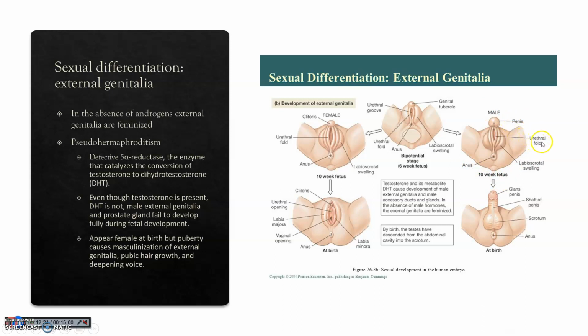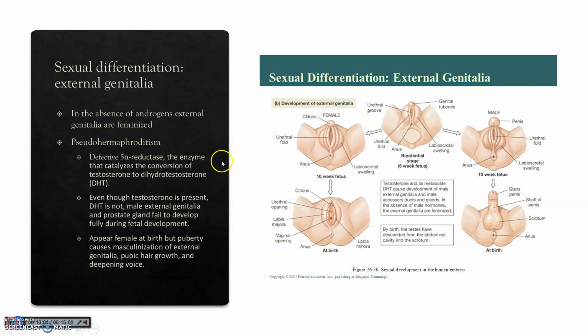So the urethral folds begin to close, to form the penis. The labioscrotal swellings become the scrotum. This happens at about 10 weeks, just like when the SRY gene becomes active. And then in the absence of testosterone and its metabolites, the opposite occurs. The external female genitalia begin to form.